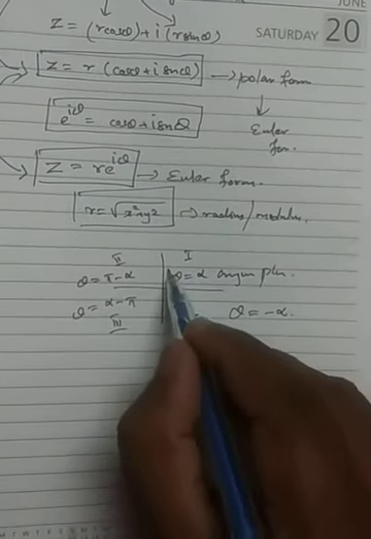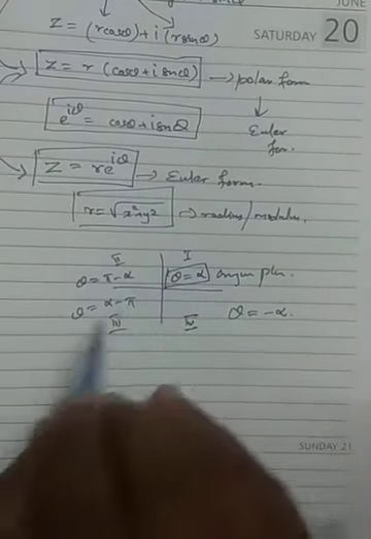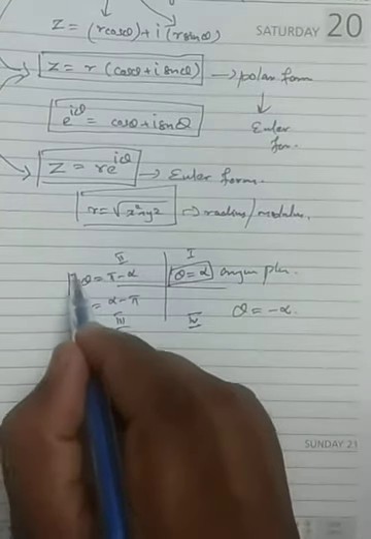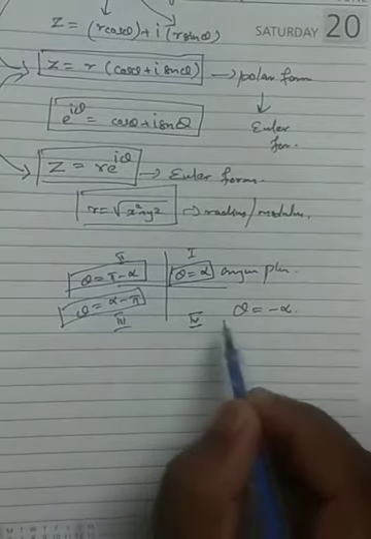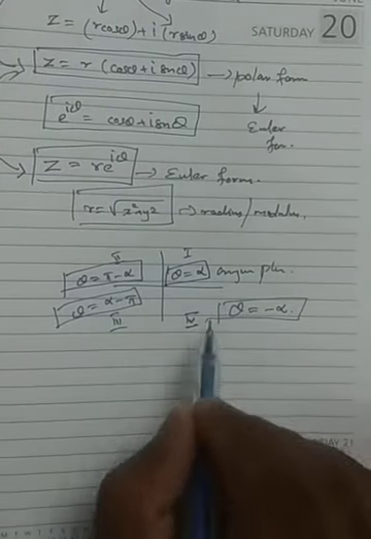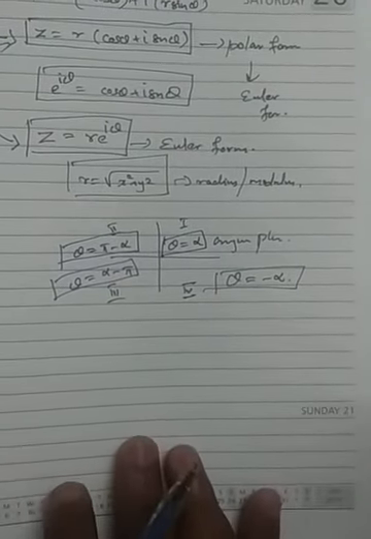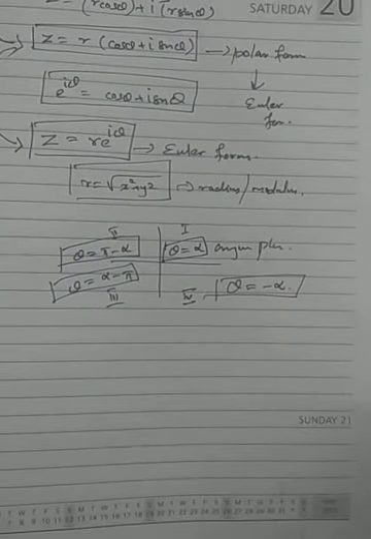First quadrant, theta value is alpha. Second quadrant, pi minus alpha. Third quadrant, alpha minus pi. And fourth quadrant, theta value is minus alpha. We have to write it here, so that you keep it in mind. It's very important.